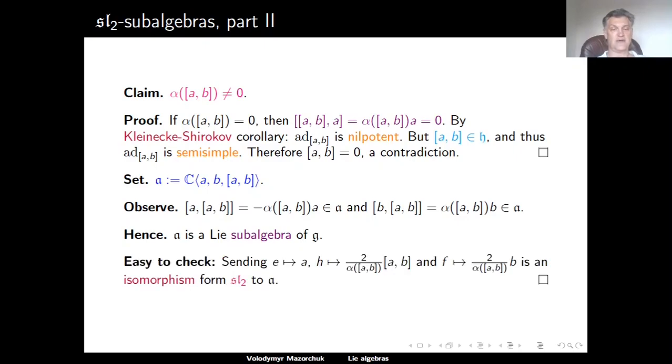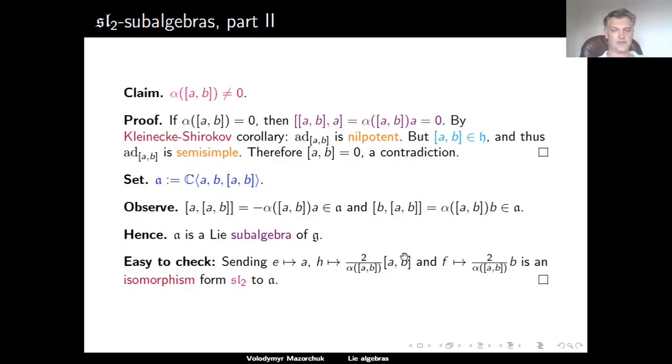And then it is very easy to check that the following map defines an isomorphism between SL2 and this Lie algebra script A. So we just send the element E of the standard basis of SL2 to A, the element H of the standard basis of SL2 to the commutator of A and B times the scalar 2 divided by the value of alpha at this commutator. Note that we know that this value is non-zero, so this expression is well defined. And finally, we send F to the scalar multiple of B with the same scalar, 2 divided by alpha of the commutator of A and B.